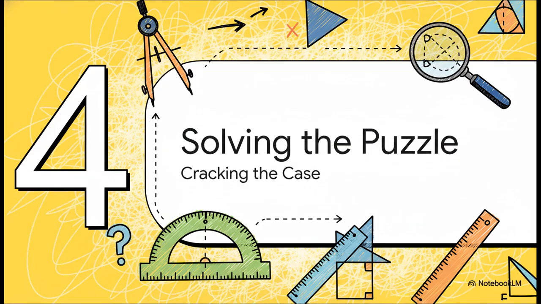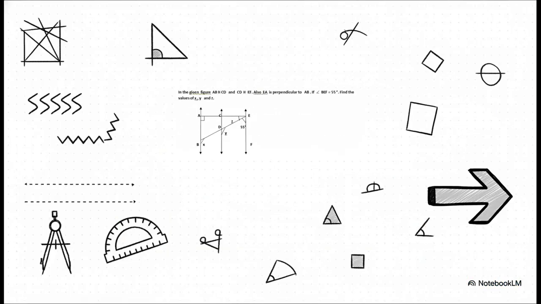Okay, we've gathered all our tools, we've collected all the clues. Now it's time to put it all to the test and crack the final case. This puzzle might look a little complicated, but trust me, we have everything we need to solve it. And here is our challenge. We've got 3 parallel lines, sliced by a transversal. Our job? Find the values of x, y, and z.